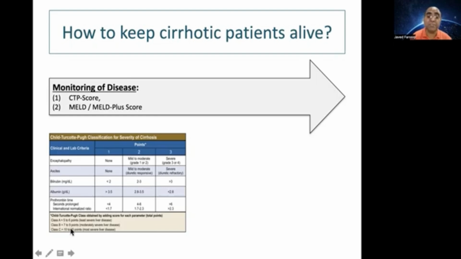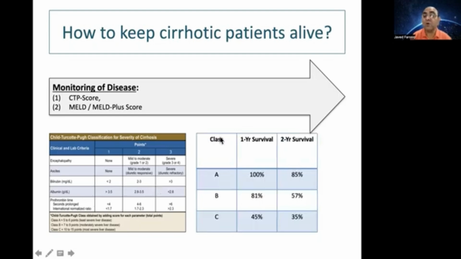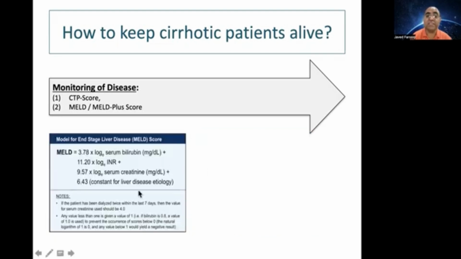That is decompensated, and Child class C is the decompensated one. And this is very, very important, because if your patient is in Child class A, there is 100% survival at the end of 1 year, and 2-year survival is 85%. But if the patient is in Child class C at the first visit, 1-year survival is 45%, and 2-year survival is 35% or less. So this is a very useful and very easy clinical parameter, and please use it in your clinical management of these patients.